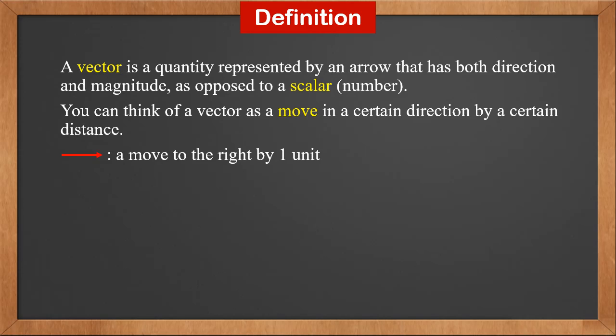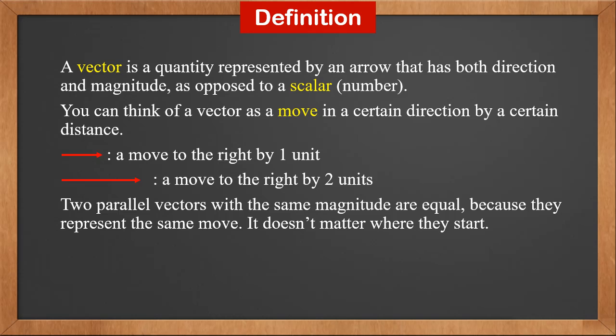For example, this right arrow represents a move to the right by 1 unit. And this arrow represents a move to the right by 2 units. They have the same direction, but different magnitude. Two parallel vectors with the same magnitude are equal, because they represent the same move. It doesn't matter where they start. These two vectors are parallel and have the same magnitude. They are equal, although they start from different places, because they represent the same move.